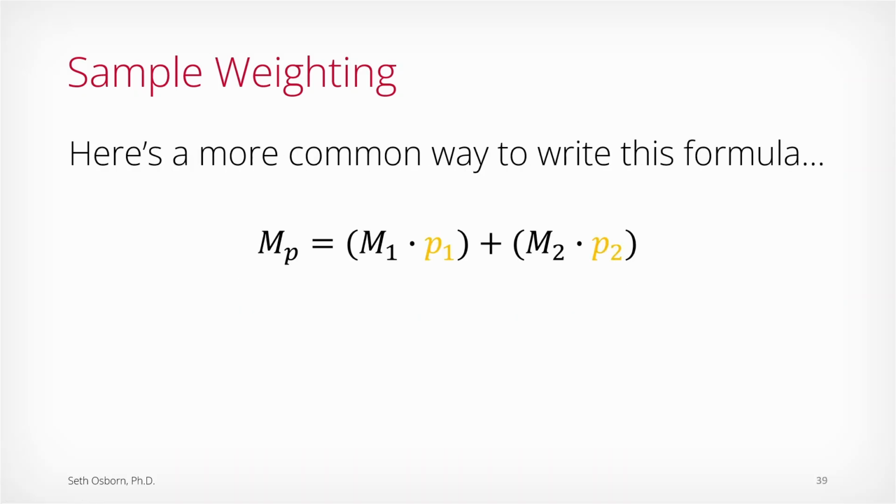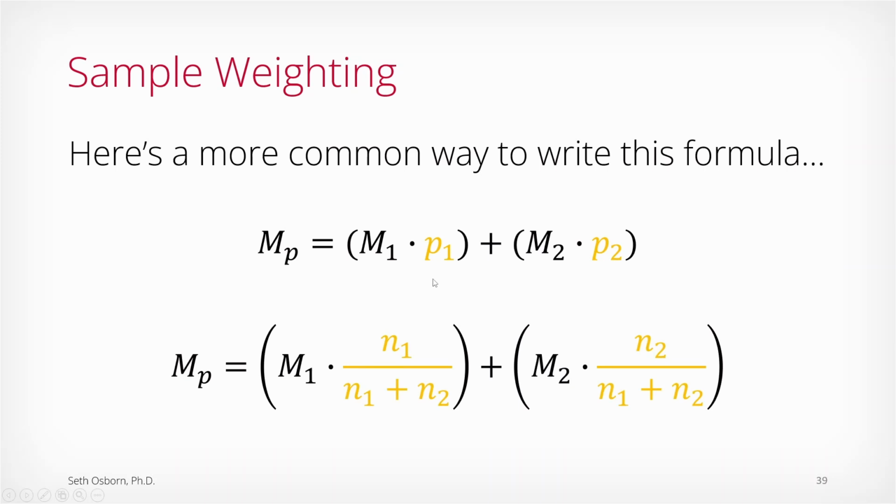Let me show you a more common way of writing this formula, which should make it more obvious how I got to that 1/3 and 2/3. So the proportion for the first one is its sample size divided by the total sample size. So like 25 out of 25 plus 50, 25 plus 50 is 75. 25 out of 75 is 1/3. That's where that 1/3 came from. And then over here, 50 out of 75 is 2/3. So the proportion that the first one gets is 1/3 of the combined sample size. The proportion the second one gets is 2/3 of the combined sample size.